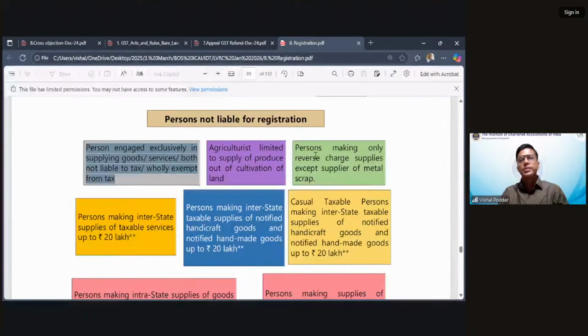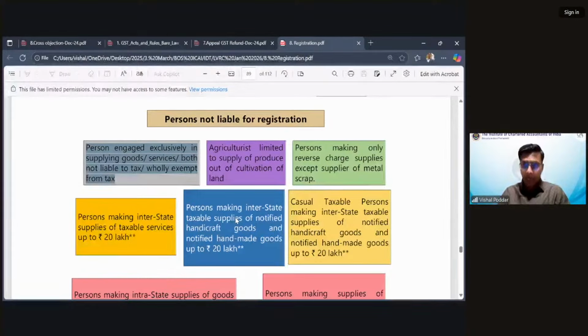Then the next category is a person who is the supplier in a transaction which is under RCM. So I am a supplier, let us say I am a legal firm where my outward supply of legal services is covered under RCM, and I have no other outward supply except this legal service. So I am given this protection whereby I need not take registration, because anyway I will never be called upon to pay tax, because my taxes wherever applicable will be paid by my recipient.